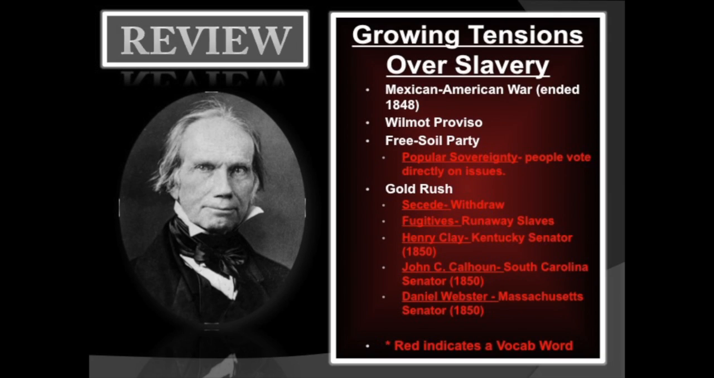Okay, for today we talked about the Mexican-American War, which ended in 1848, the Wilmot Proviso, the Free Soil Party, popular sovereignty or people voting directly on an issue, the Gold Rush, secession, fugitives, Henry Clay, John C. Calhoun, and Daniel Webster.